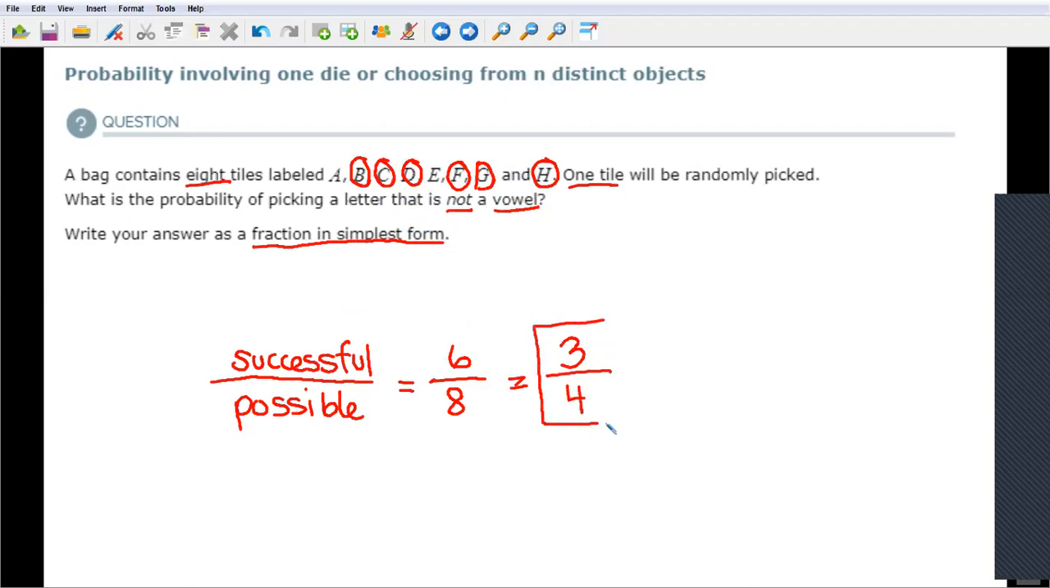If you try to put 6/8 into ALEKS, a lot of times they give you an error message and say that you have to simplify your fraction. So you might as well just do it right away. And you see here that 6/8, which is your number of possible outcomes on the bottom, your successful ones on the top, we can simplify that to 3/4. So 3/4 of the letters you have here result in you picking a letter that's not a vowel.